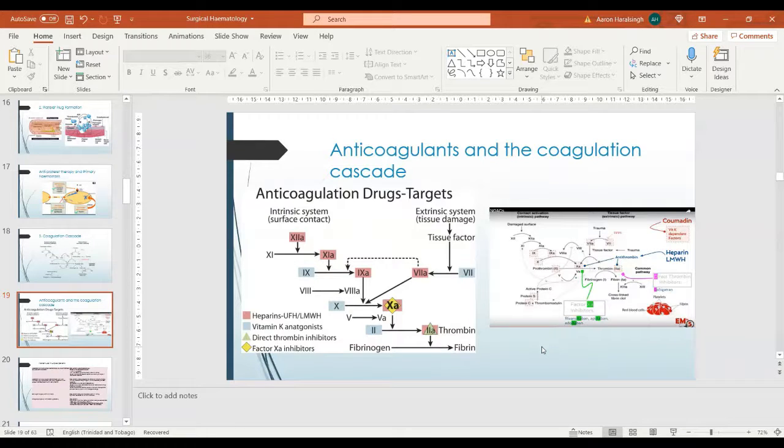And then finally, we have direct thrombin inhibitors. These are medications like dabigatran, and those work by the inhibition of factor 2A, which is thrombin. Okay?